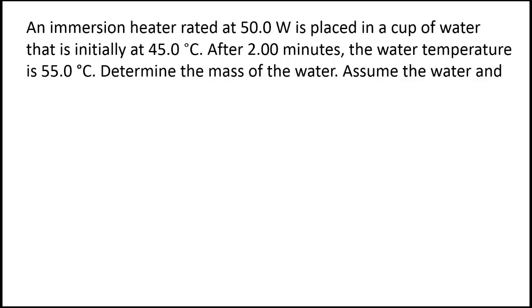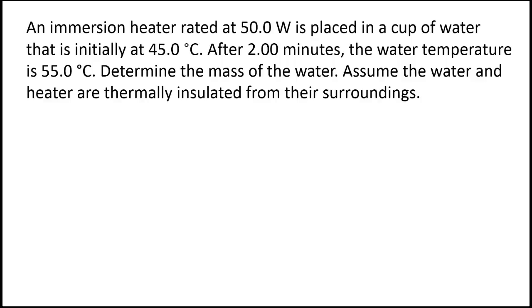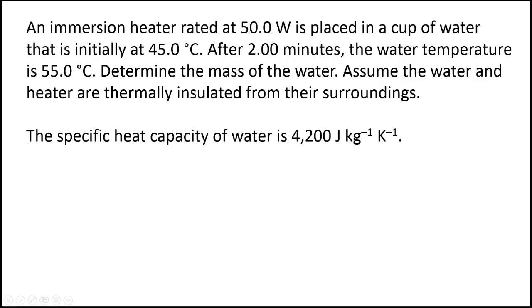Determine the mass of the water. Assume the water and heater are thermally insulated from their surroundings. The specific heat capacity of water is 4,200 joules per kilogram per Kelvin. Well, let's go through and figure out what the givens are.